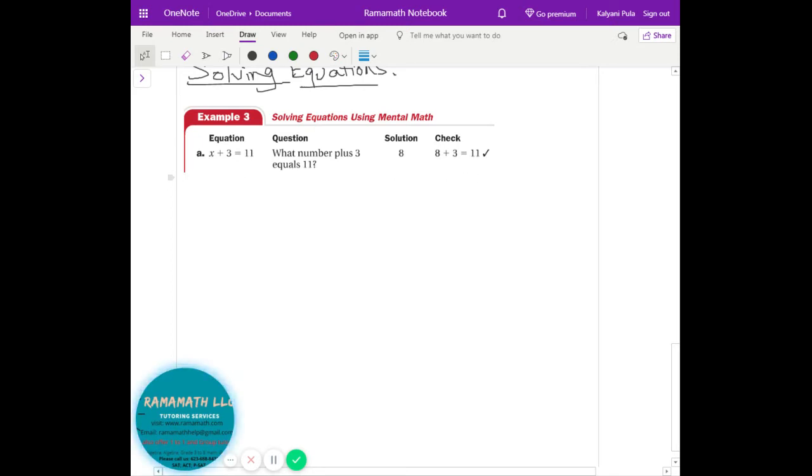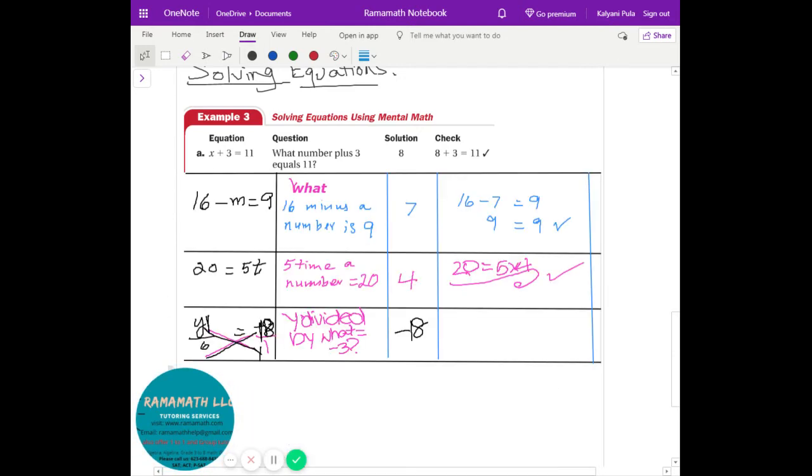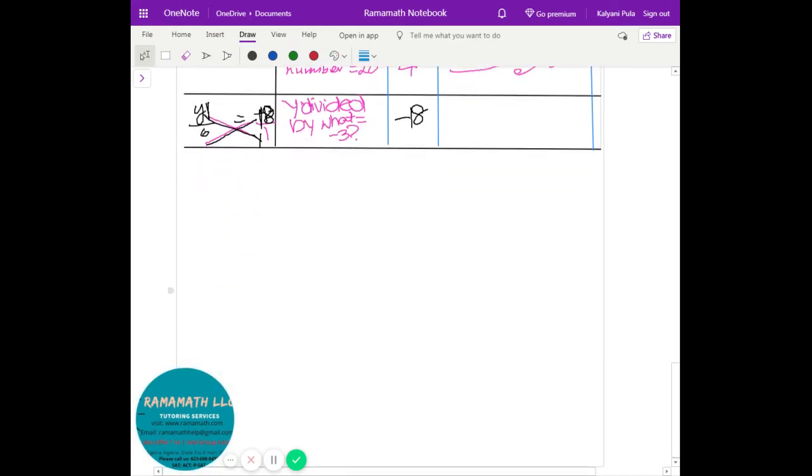Okay, so I'm going to write down some equations here. I want you to write down the question, and then we can find the solution and we can check it. All right? That's pretty good. We're able to answer them, write down the question, and find the solution. And at the end, we checked it. That's really good. Now let's look into some word problems.